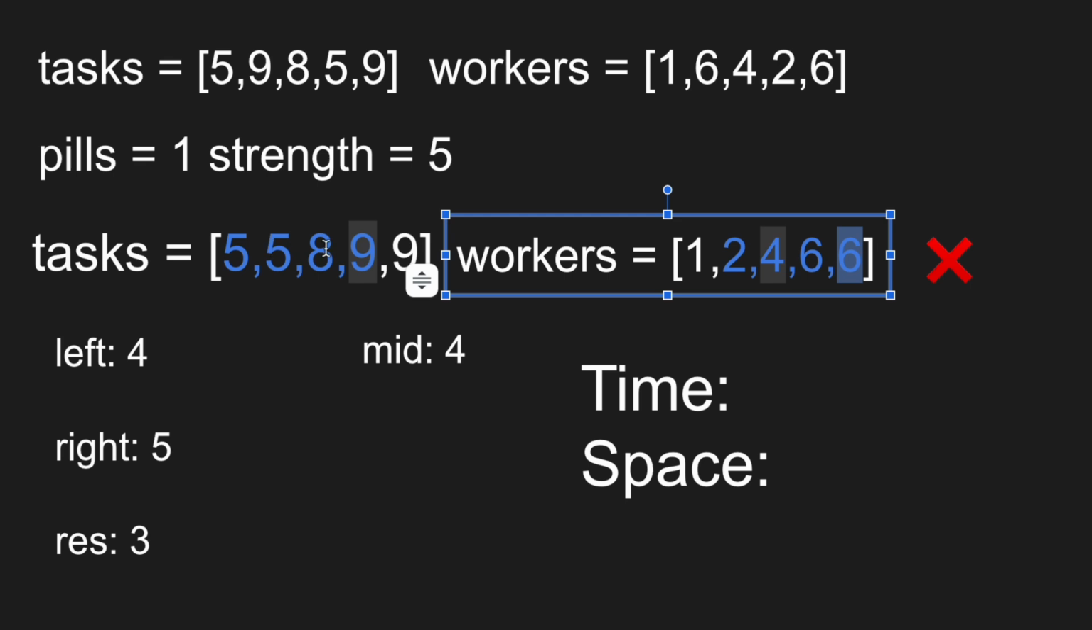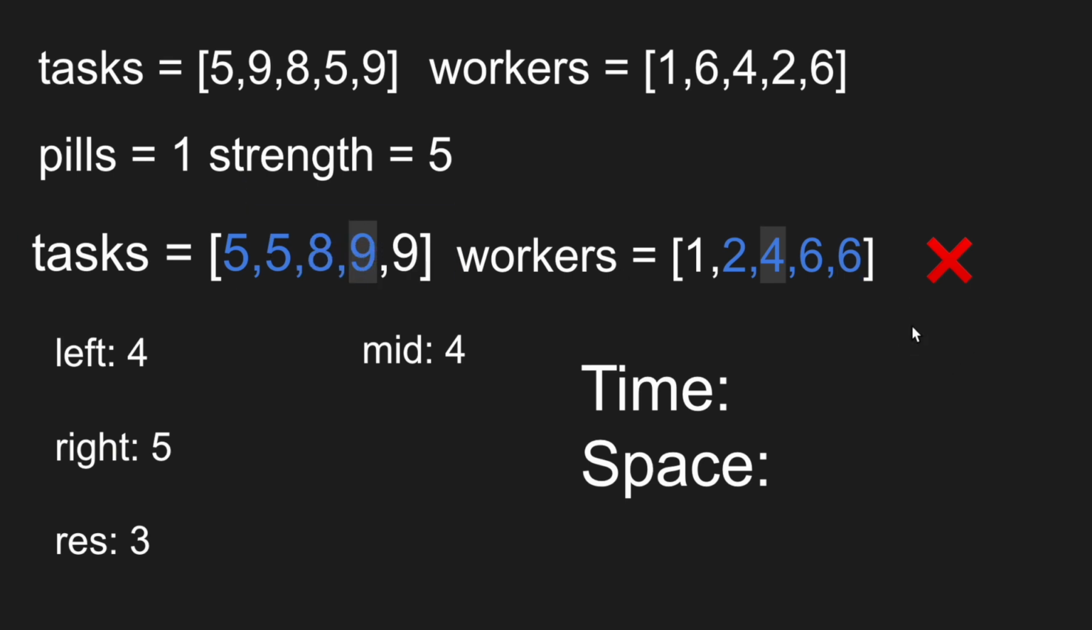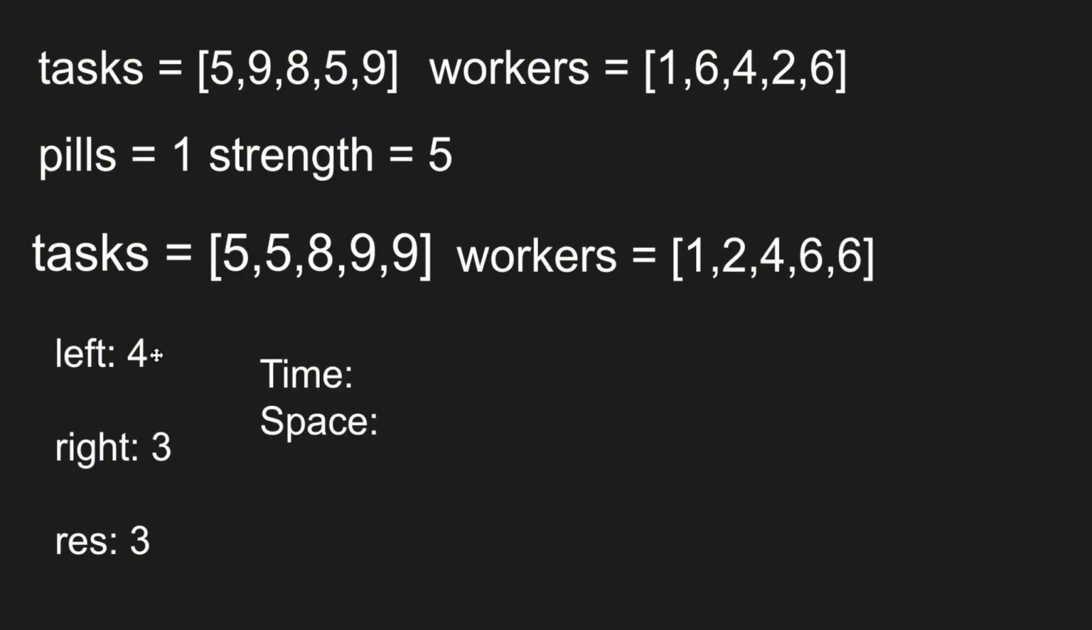6 is our strongest. It cannot do 8. And we are out of pills since we already took 1 pill. So we know that it's false. So we shift the right pointer, which will be mid minus 1. And now that the left pointer is greater than the right pointer, we can return the result of 3.